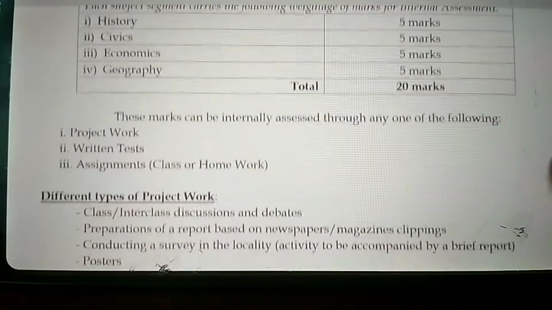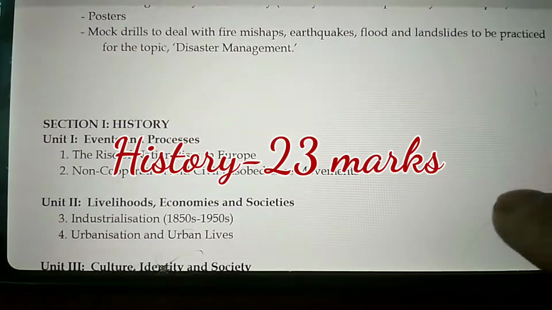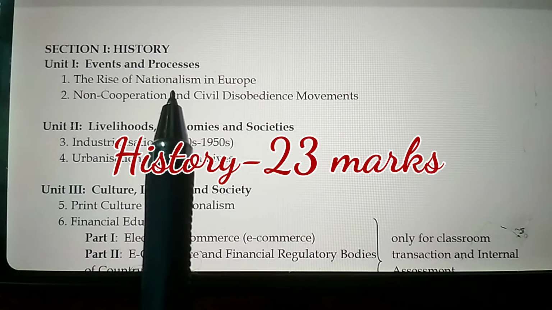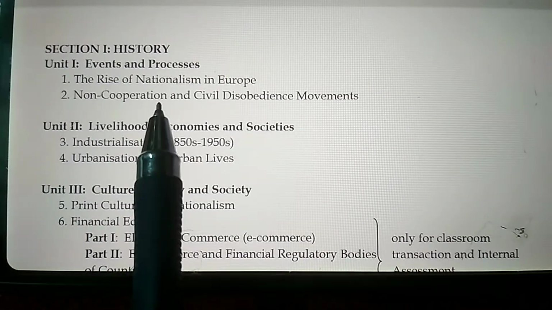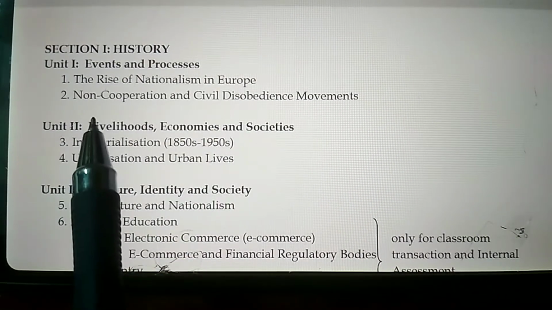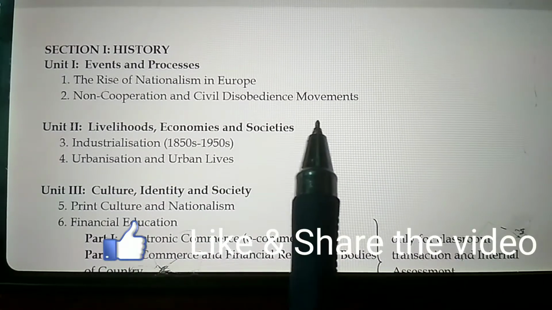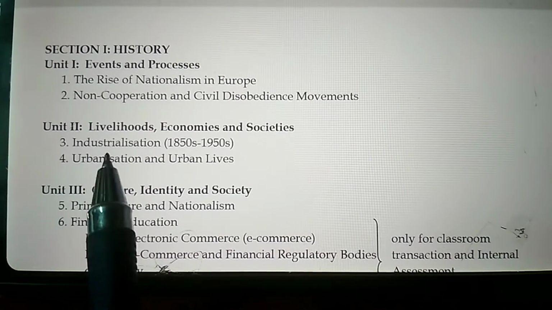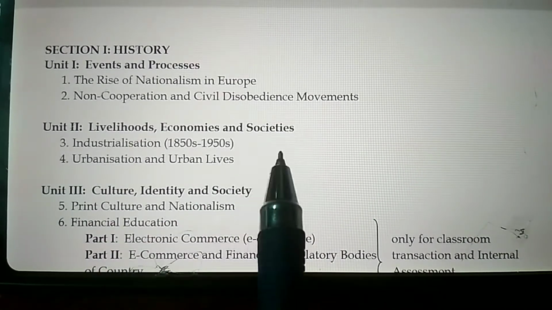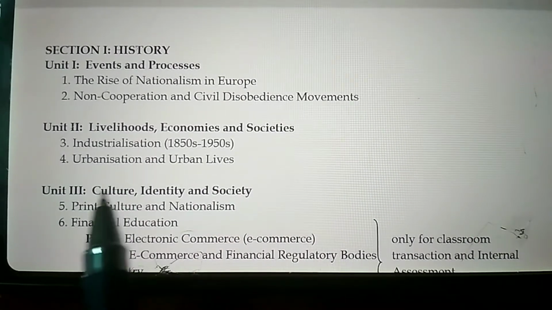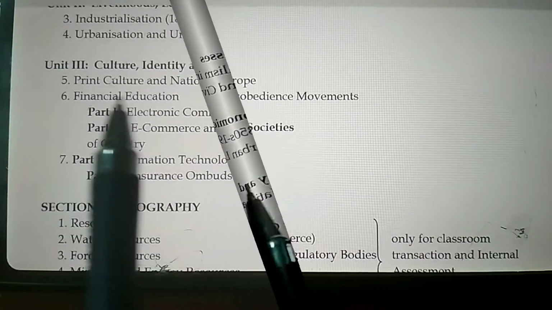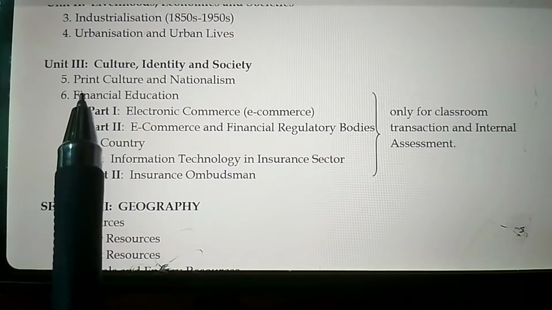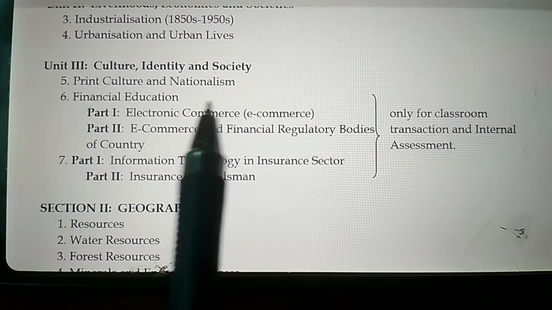Now if you see the syllabus, in the history section, in unit 1, events and processes, the rise of nationalism in Europe, non-cooperation and civil disobedience movements, these are the topics from chapter 1. Now in unit 2, livelihoods, economics and societies, industrialization and urbanization and urban lives. In unit 3, culture, identity and society, the topics are print culture and nationalism.